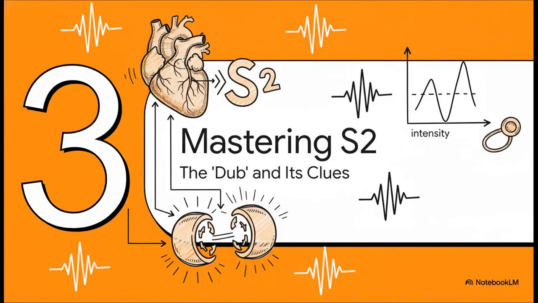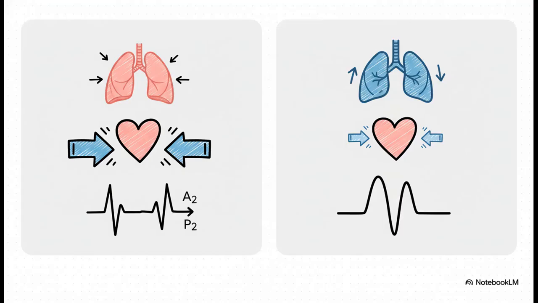Okay, we've nailed the lub. Now it's time for the dub, S2. This sound marks the end of systole, and it's made by the aortic, A2, and pulmonary, P2, valves closing. And just like with S1, the diagnostic gold is hidden in how this sound splits and how loud it is. Now, here's where things get really cool. Remember how a split S1 is basically always a bad sign?